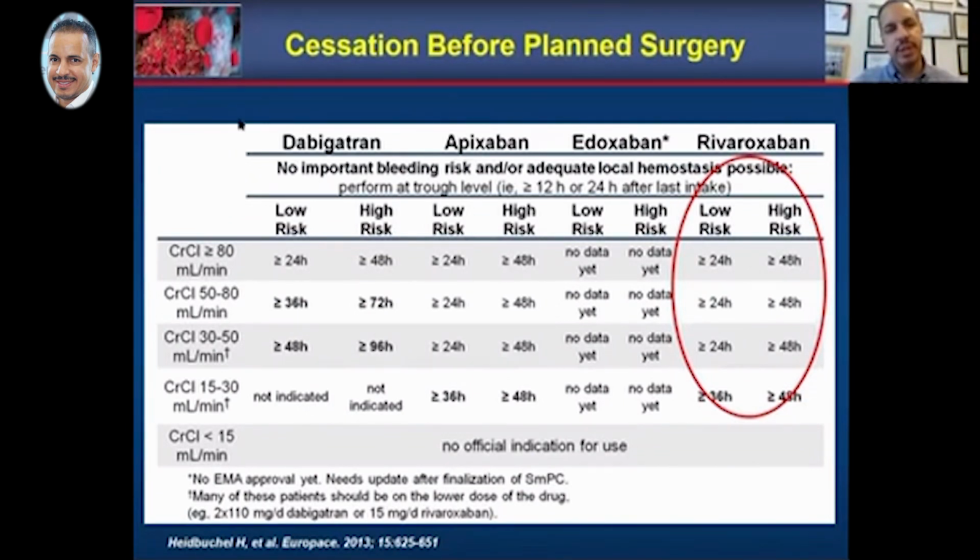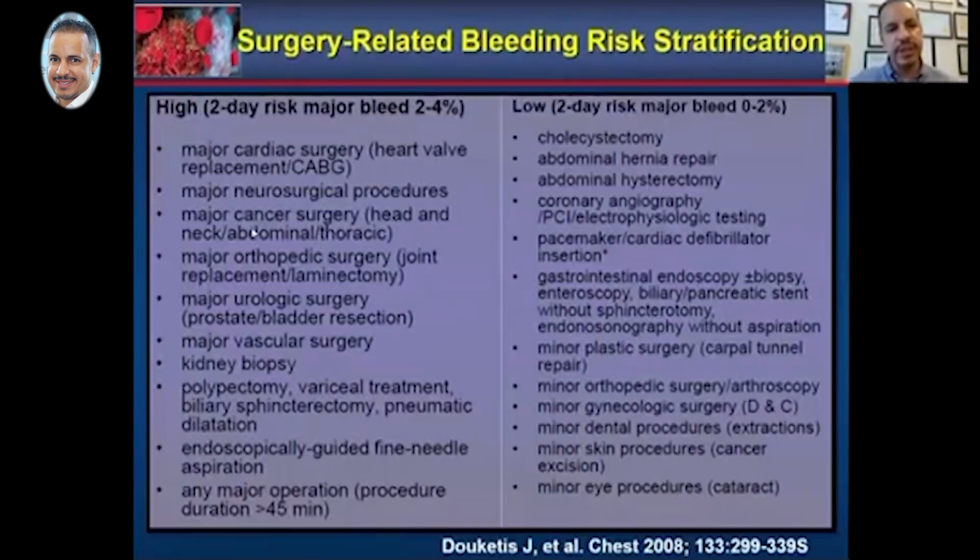High risk includes major cardiac surgery, orthopedic surgery, cancer surgery, and urologic surgery. And the low risk includes upper and lower GI endoscopy, gastroscopy, hernia, and cholecystectomy. The list is long, but remember, you stop it 24 hours before and 24 hours after. High risk, 48 hours before and 48 after. This is just to make it easy for people.